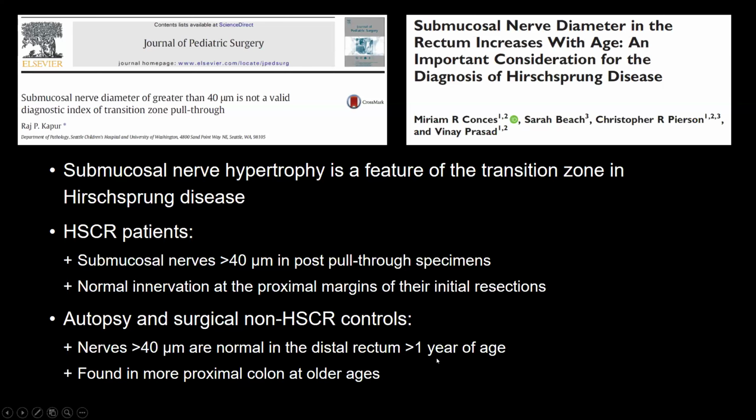As a result, when you have biopsies coming from children over 12 months of age and you have nerves that are greater than 40 microns, you can no longer be sure that this is not normal within that age group. These are usually found in more proximal colon at older ages as well. And so, of course, when you get your sigmoid colon biopsy and you see nerves that are greater than 40 microns, you cannot be sure that in that age group, greater than 12 months of age, you are not dealing with something that can be physiologically normal.